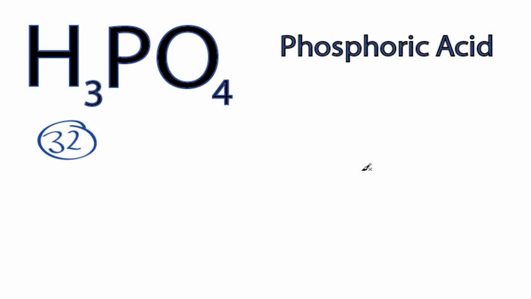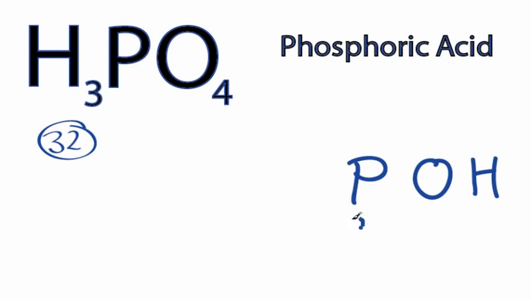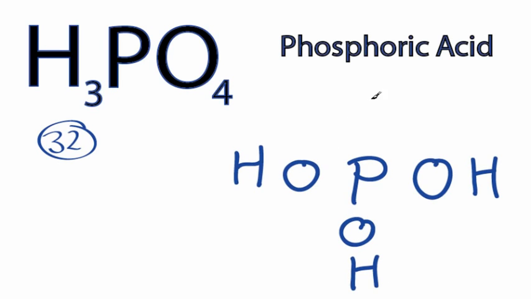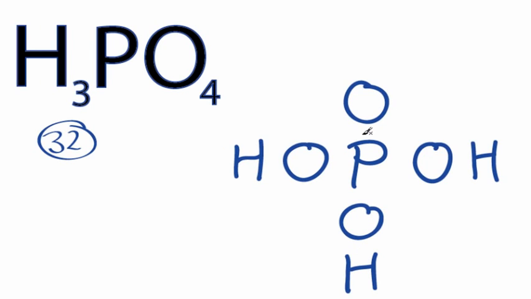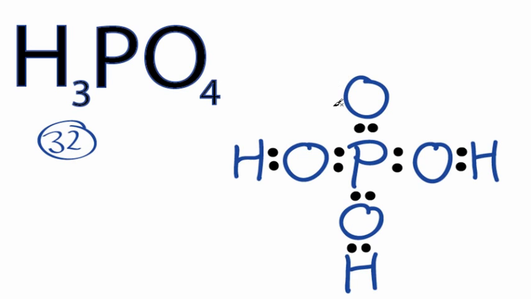So we'll put phosphorus at the center, that's the least electronegative, and then we'll put OH groups. There's 1, 2, 3, and then we have an additional oxygen here. We'll put 2 electrons between atoms to form chemical bonds. We've used 14, 16, 18, 20, 22, 24, 26, 28, 30, and 32.